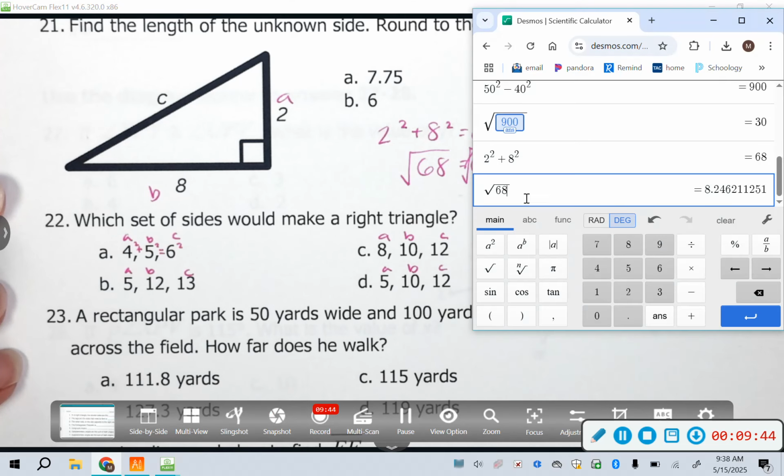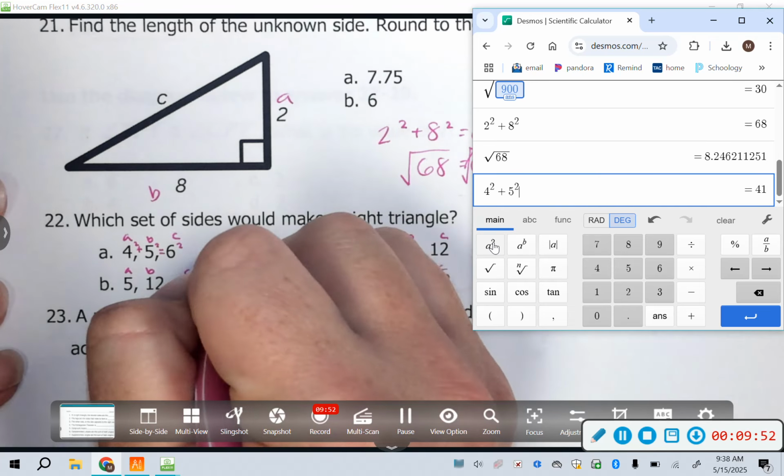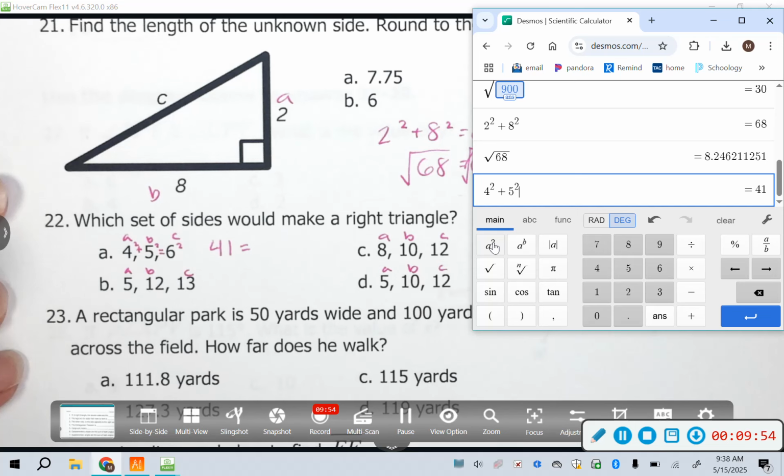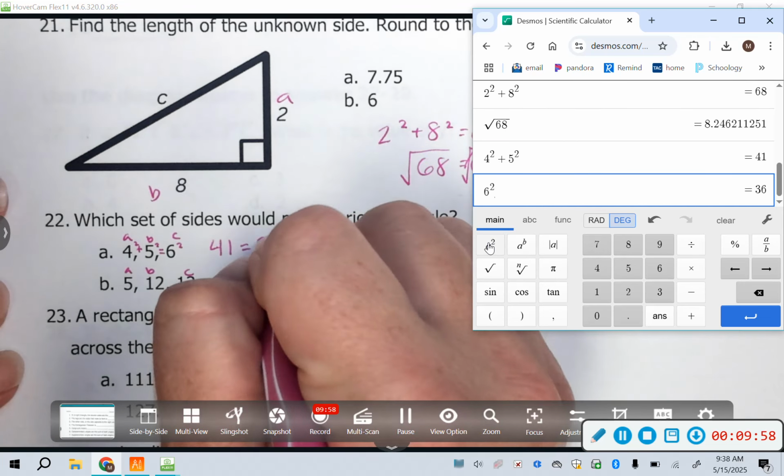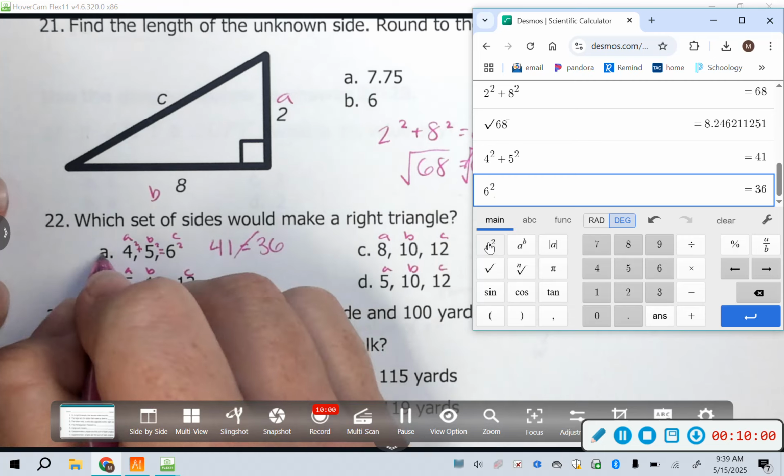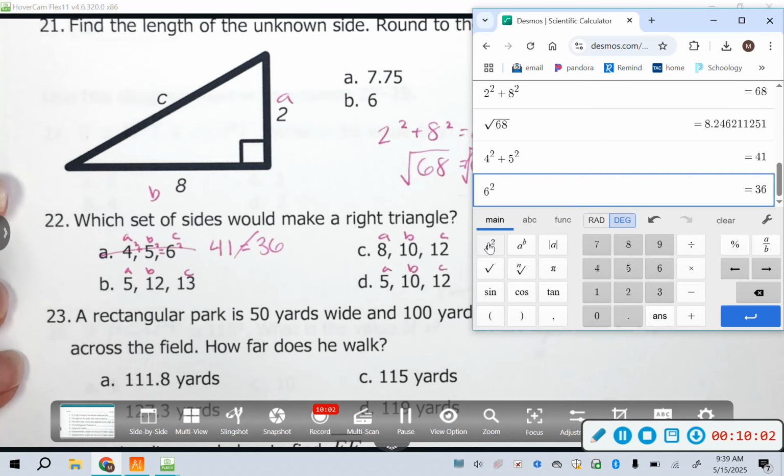So here's my calculator. I have A squared, 4 squared, plus 5 squared equals 41. And then if I type the other side of the equal sign, which is 6 squared, I get 36. And those are not equal, so that's not a right triangle.